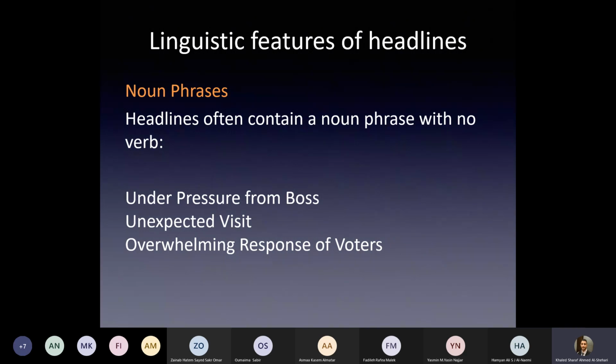They contain noun phrases, I mean lengthy noun phrases with no verbs sometimes, as we have here in the examples. Look at those examples. You may find headlines like this: under pressure from boss. Or another headline could be unexpected visit. Or overwhelming response of voters. See, it's just a noun phrase. There's no verb even here.